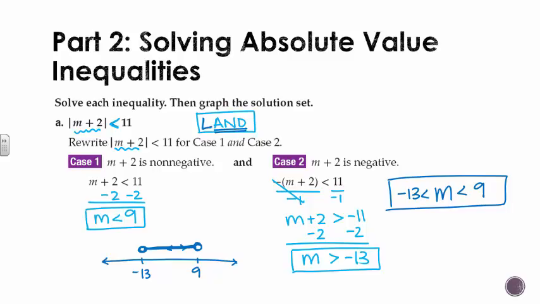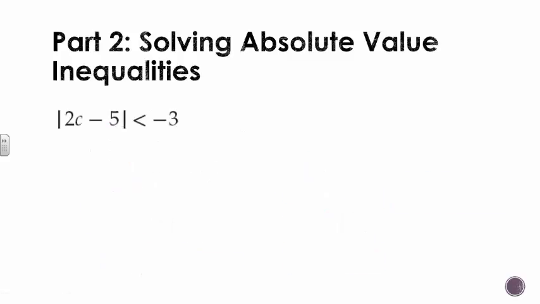So let's try another one. This tells me that I want all of this stuff in here to have a distance that is smaller than -3 spaces away from 0. Stop and think about what that means. Can you have a distance that is smaller, let's write that out, smaller than -3 spaces from 0?